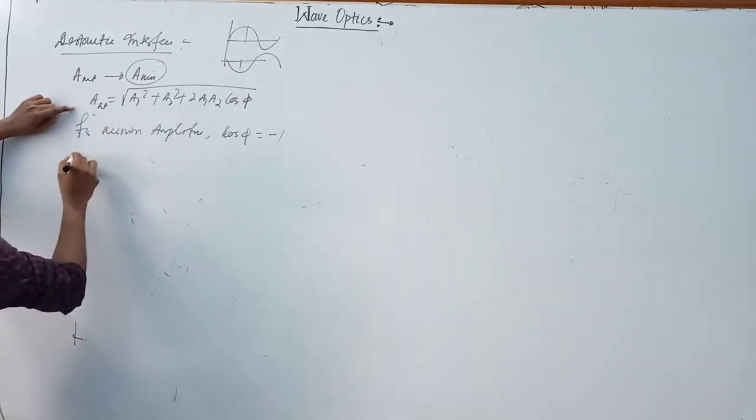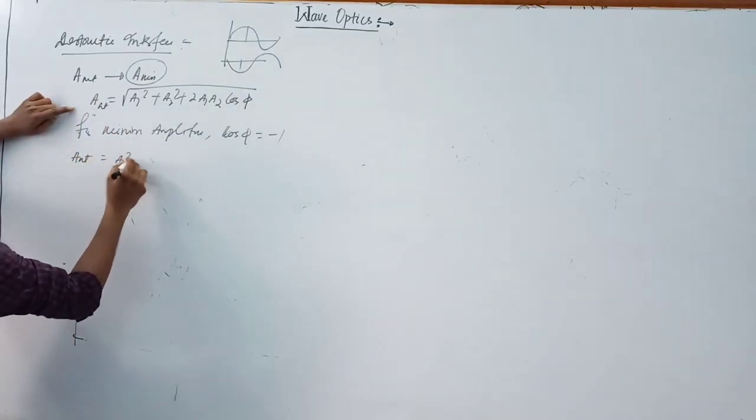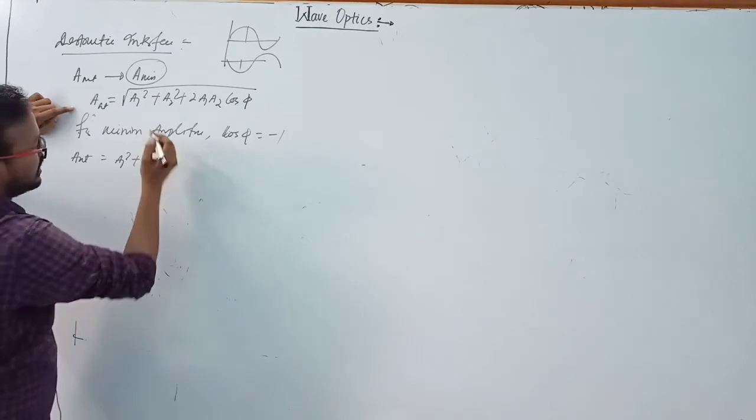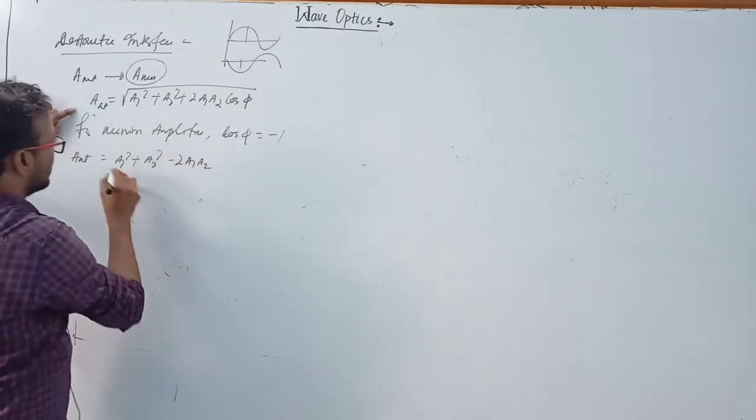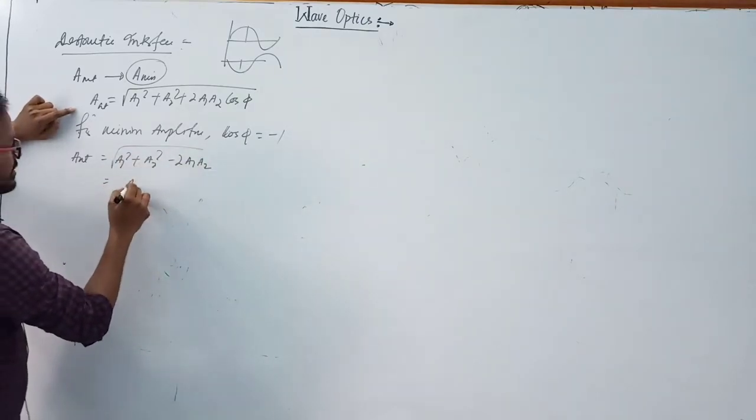If we use this relation, then A net equal to under root of A1 square plus A2 square, here cos phi equal to minus 1, so minus 2 A1 A2, and this is A minus B whole square.